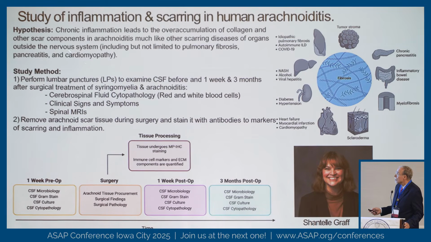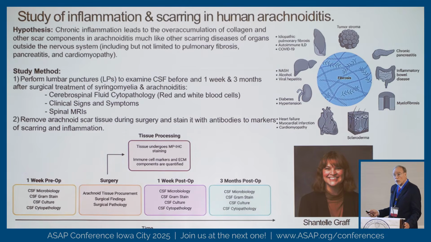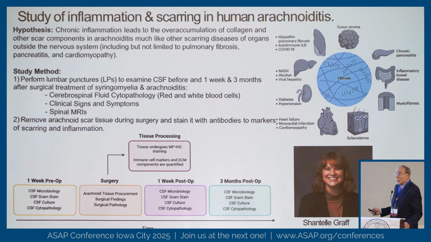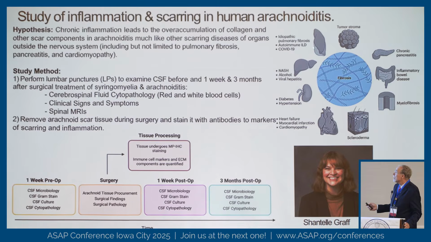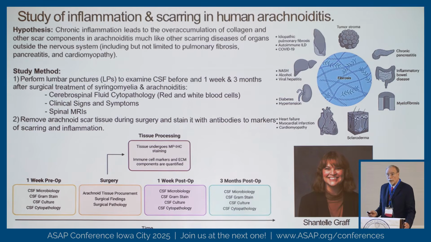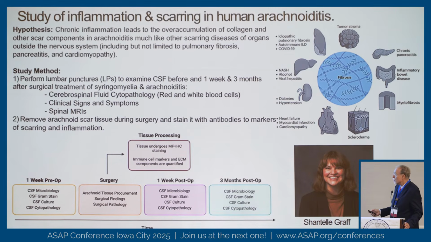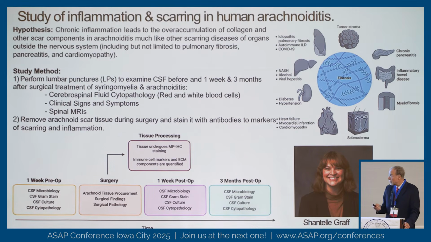Chantel's hypothesis was that this chronic inflammation would lead to overaccumulation of collagen and other scar components, like other scarring disorders of the body, because you can have fibrosis in the lung, and if you have that, you need a lung transplant. You can have fibrosis in the liver, you can have cirrhosis, you can have pancreatitis with sclerosis. So you can have fibrosis anywhere in the body, but we're talking about arachnoiditis, which is fibrosis around the spinal cord.